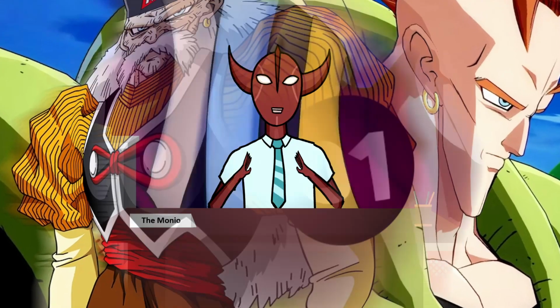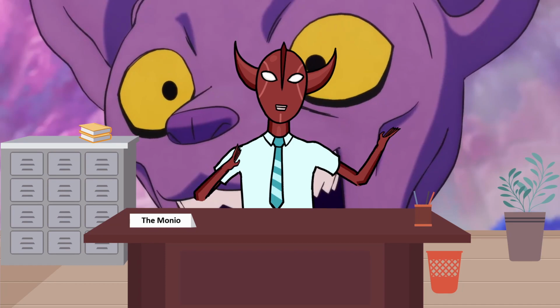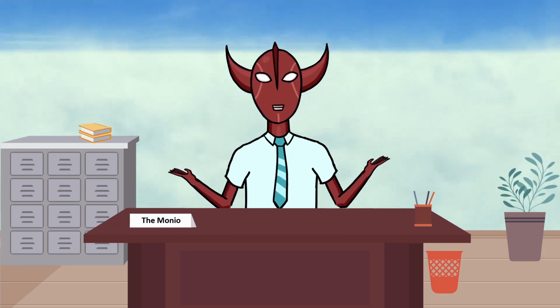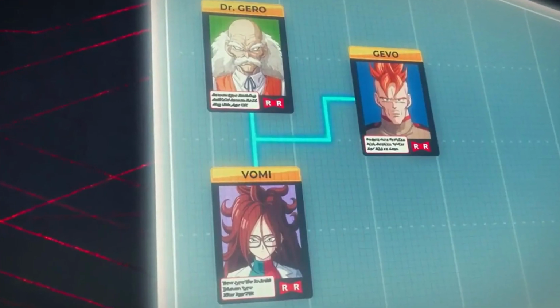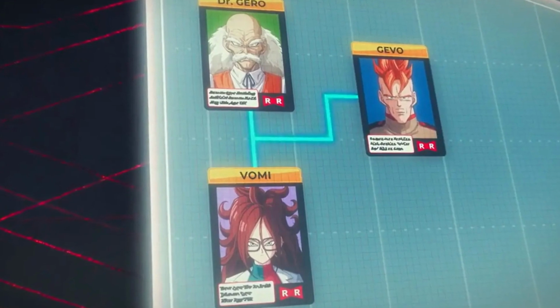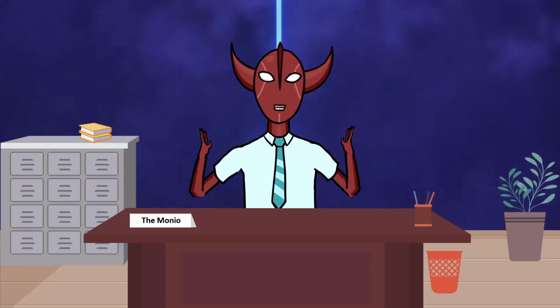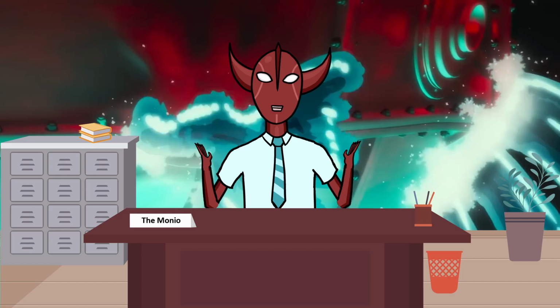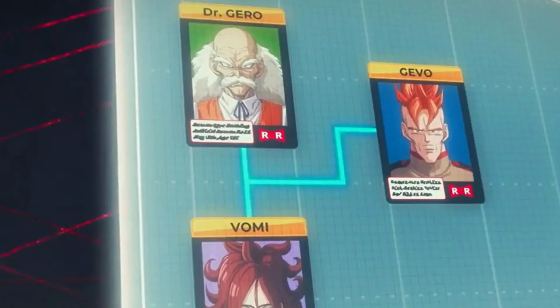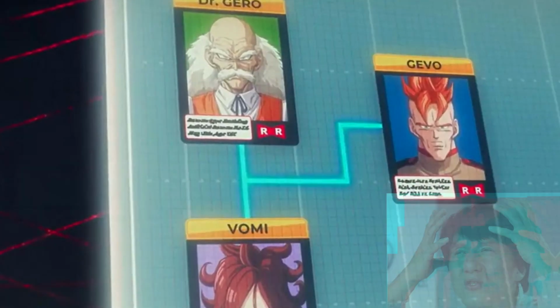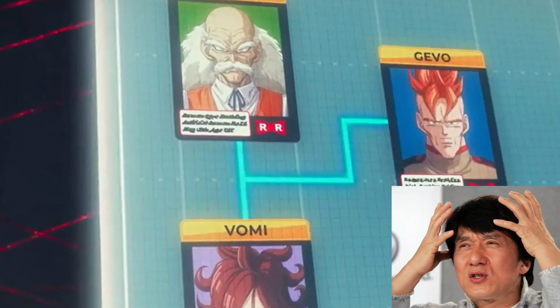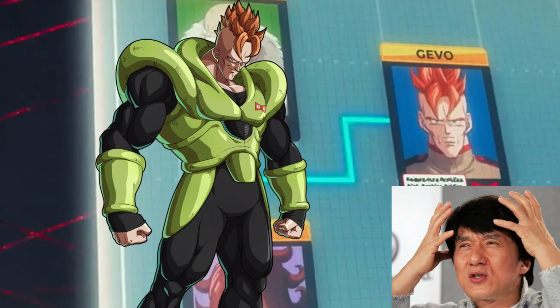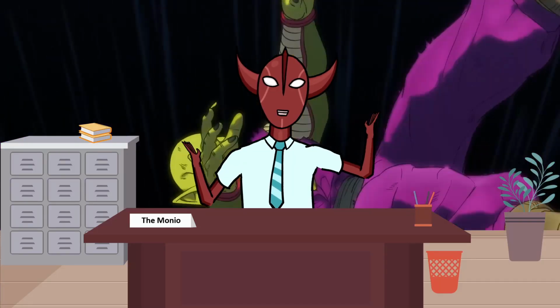Number 1. At a certain point, in one of the panels of the new Red Ribbon base, it is possible to see a family tree with the family of Dr. Gero, who would later become Android 20. But the most interesting thing is that it is also possible to see a photo of the son of Dr. Gero. But the Monio, what do you mean son of Dr. Gero? Isn't that Android 16? Was Android his son? And I answer you, well, no.